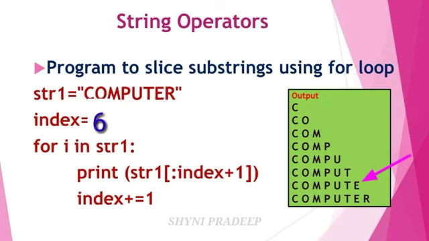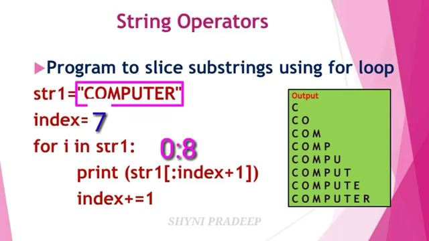And next, again update the value by 1. Index value is now 7. So take the next letter. Next letter is what? Last letter, that is R. And next, see the print statement. Here you have to generate the list of values from 0 to index plus 1 means 7 plus 1, 8, 0 to 8. So you have to take 0 to 7. Okay, so COMPUTER will be printed on the output screen.